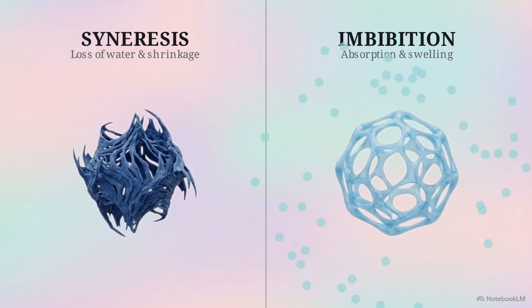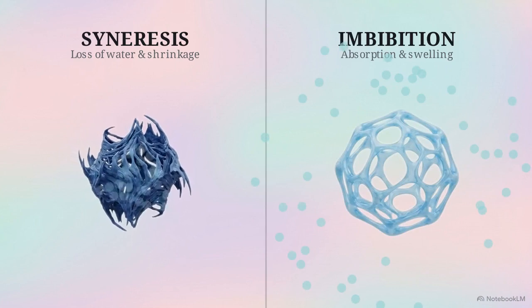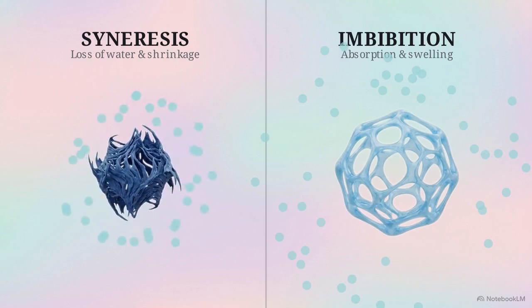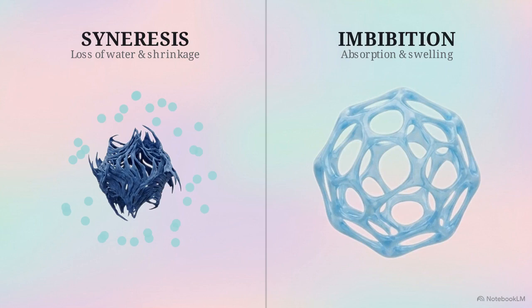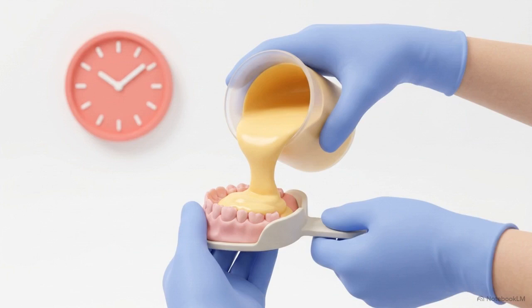Both agar and alginate share a fatal thermodynamic flaw. Because their matrix is primarily water, they are incredibly volatile. Left in open air, they exude fluid and physically shrink, a process called syneresis. Immersed in water, they rapidly absorb moisture and swell outward, known as imbibition. Hydrocolloids are perpetually fighting thermodynamics. To prevent severe dimensional distortion, the clinical protocol mandates that these impressions be poured with gypsum immediately after removal.